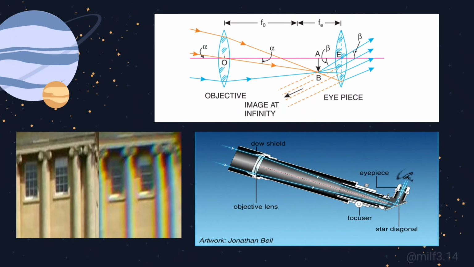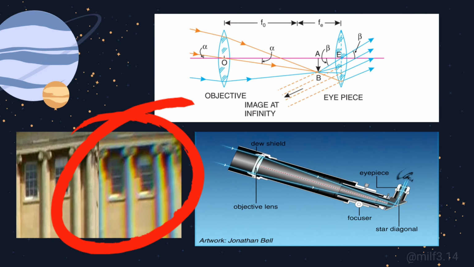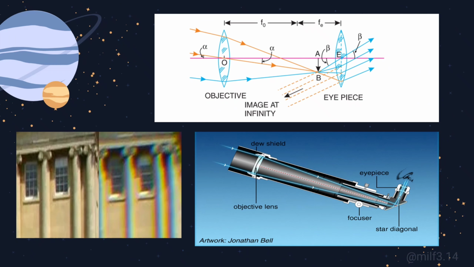Now, what is chromatic aberration? This picture represents chromatic aberration. Chromatic aberration is the splitting of different wavelengths at slightly different angles, while spherical aberration is nothing but getting a blurred image. This picture here shows a ray diagram for the refractor.